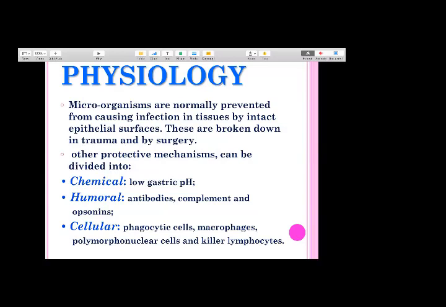Humoral, basically antibodies and complement, along with those opsonins which cause the cellular phagocytosis of the antigens that are presented on macrophages. Cellular level, we have phagocytic cells that include macrophages, polymorphonuclear cells, and also killer lymphocytes. So again, just highlighting the normal physiology of our body that normally prevents the microorganisms from causing infection in our body.